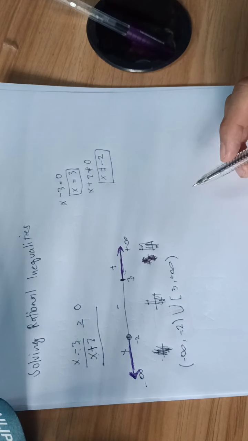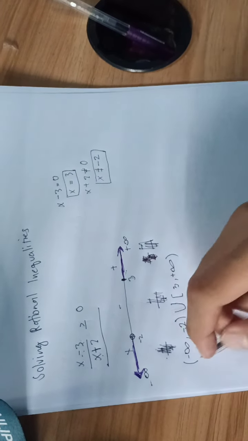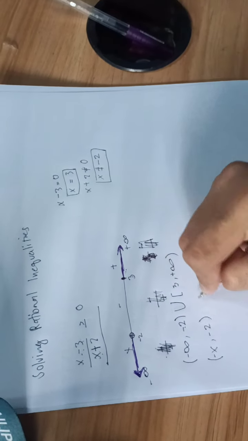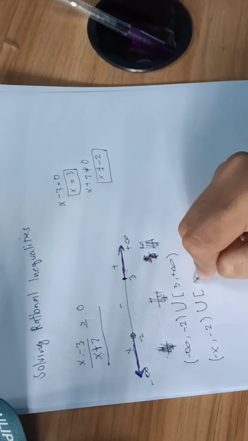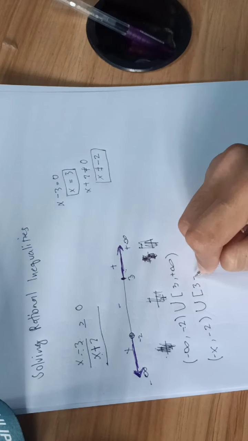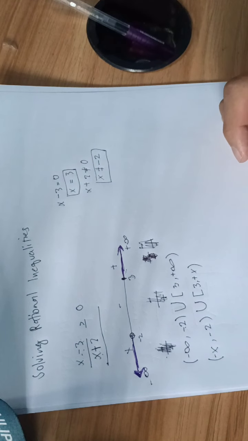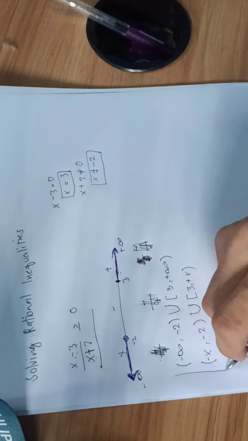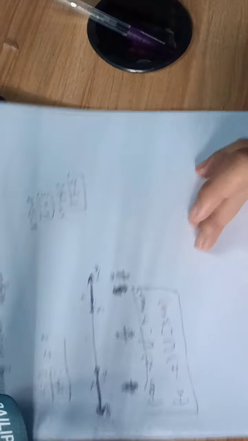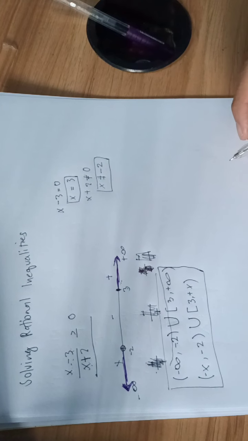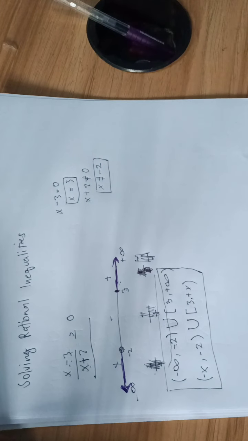So the same answer can be expressed using set notation: x less than negative 2 or x greater than or equal to 3. And those are the two ways in which you can express your answer. And that's how you solve rational inequalities. That's all.